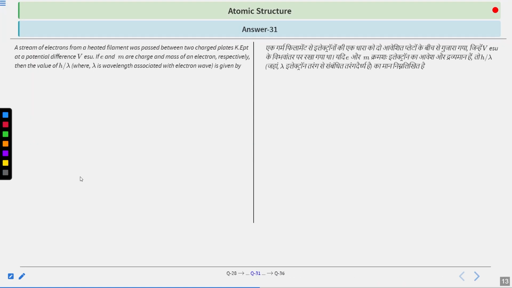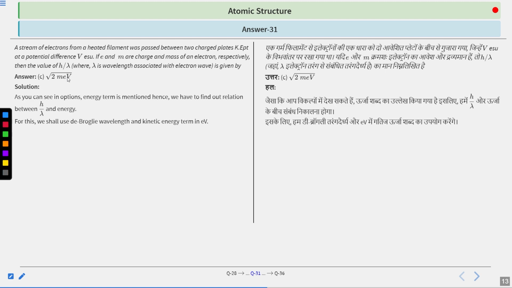What is this question all about? We are streaming electrons from a heated filament, and these streamed electrons are passed between two charged plates. These two charged plates have a potential difference of V electrostatic units. Now if e and m are the charge and mass of electron, then what will be the value of h by lambda? This we have to find. The answer is root under 2 meV. So how will we solve it?